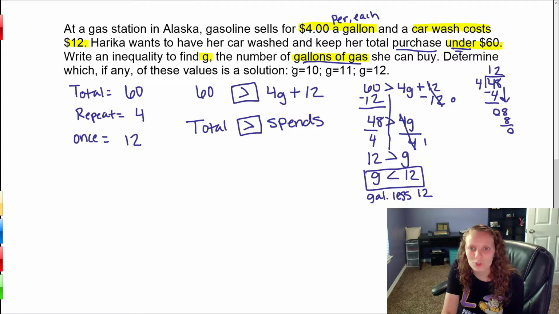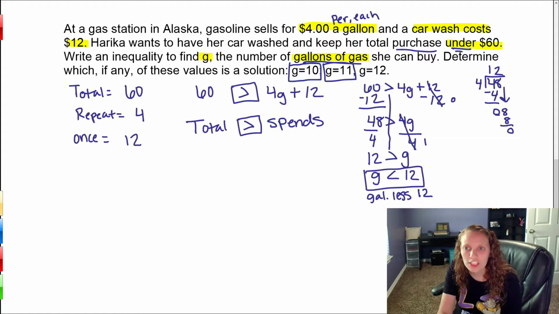Let's look at our answer choices. G could be 10. Well, I agree, 10 is less than 12. G could be 11. 11 is less than 12. G could be 12. Now I don't see a line underneath the symbol, so it can't be equal to. So only numbers less than 12, that does not include 12 itself.